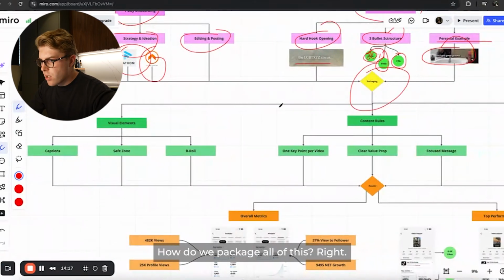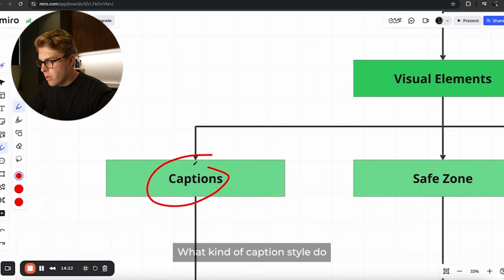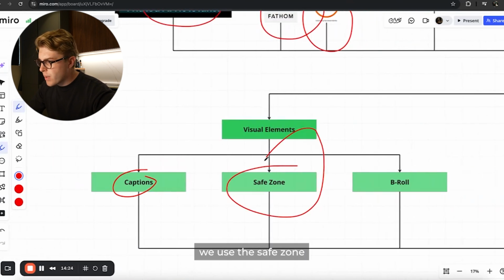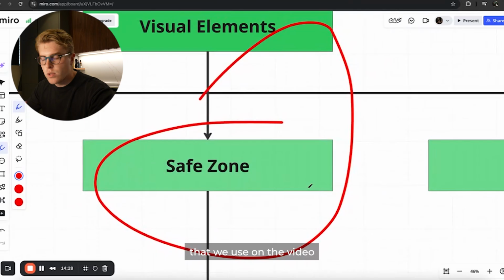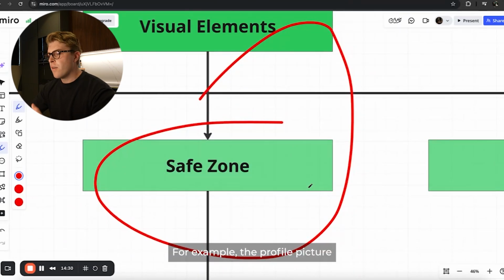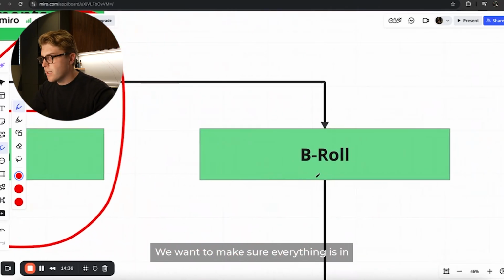Now, how do we package all of this, right? We have the visual elements, the captions, what kind of caption style do we want to do? Then we want to make sure we use the safe zone in all of our videos so that the text or any images that we use on the video are not behind, for example, the profile picture on TikTok, the profile picture on Instagram, the caption on Instagram, or the caption on TikTok. We want to make sure everything is in a safe zone.